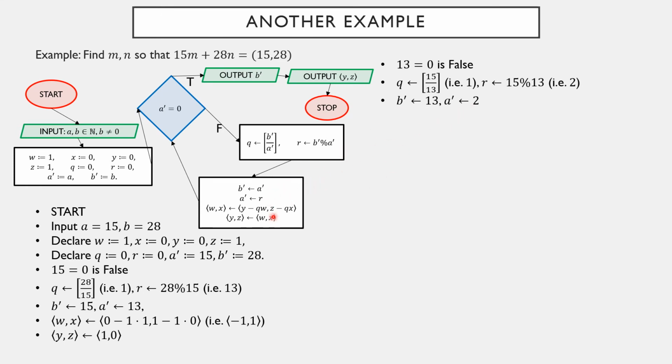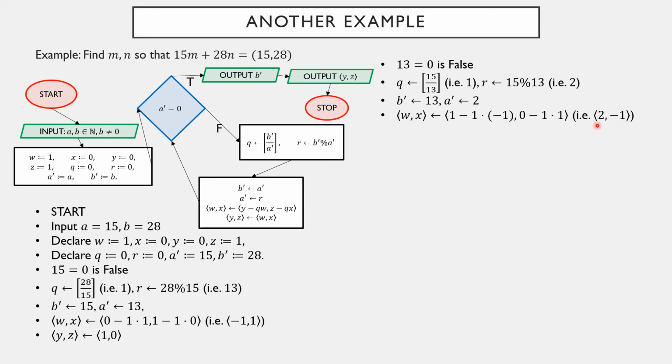Now I need to compute these two vectors. So first, y minus qw. Well, the current value of y is the first entry of this vector, that's 1, minus q was just computed to be 1, times w was the first entry of this vector, which was minus 1. So I end up with a 2. In the second component, I'm computing z minus qx. Z was previously computed as the second entry of this vector, so that's 0. Minus q was computed to be 1. X was the second entry of this vector, which was 1. So overall, that works out to be minus 1.